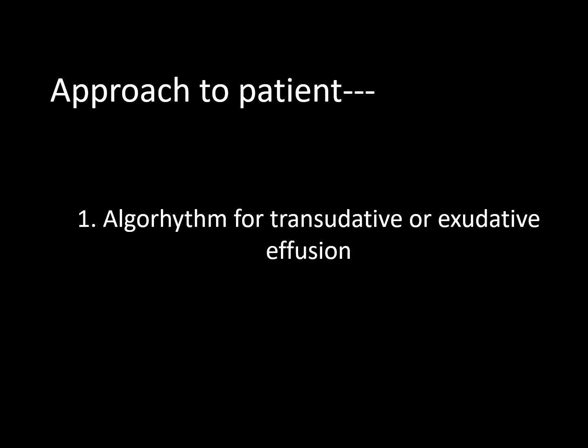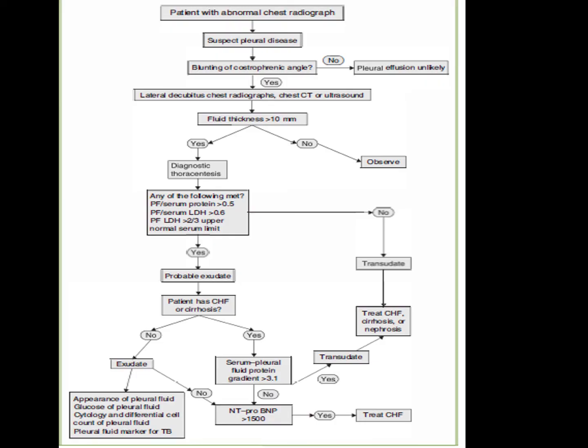Approach to the patient. Up till now we saw many tests, at least 10 to 15 tests on the pleural fluid. Those have different differential diagnoses, and many of the effusions can produce both transudative and exudative fluid. So to reach a definite diagnosis, we should follow an algorithm. If any patient comes with an abnormal chest X-ray and we are suspecting some pleural disease, and there is blunting of the CP angle, then it is obvious that there is a pleural effusion. If there is no blunting of the CP angle, then pleural effusion is unlikely.